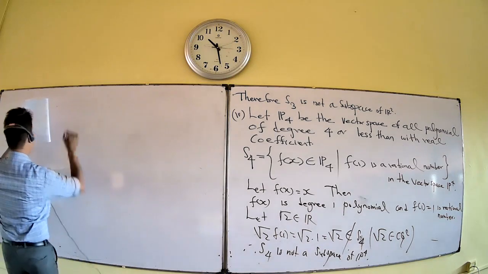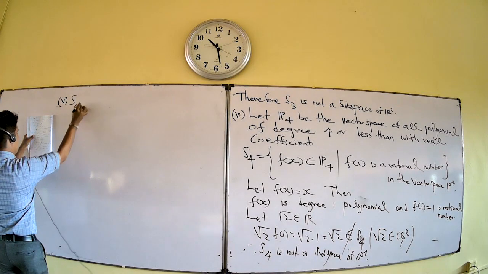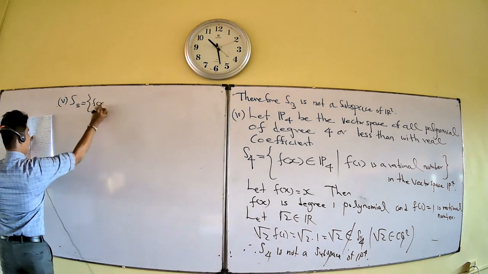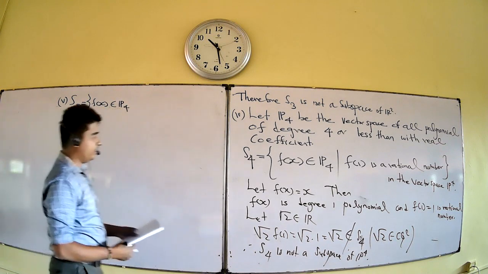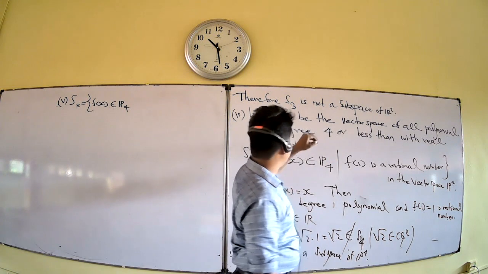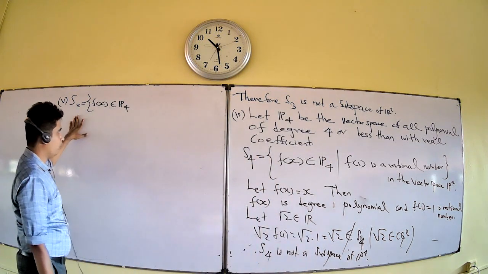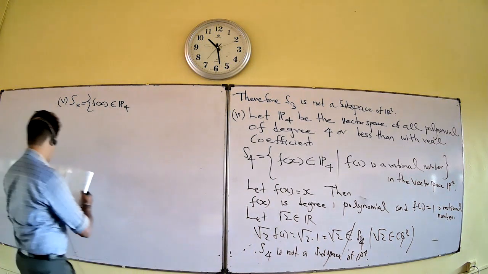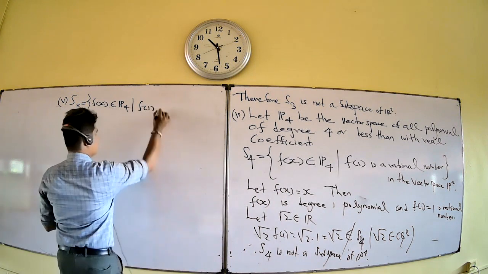Question number 5. S5. Here also f of x belongs to P4. P4 is the same, no? P4 means the vector space of all polynomials of degree 4 or less. Here also f of x belongs to P4, and here f of 1 is an integer.